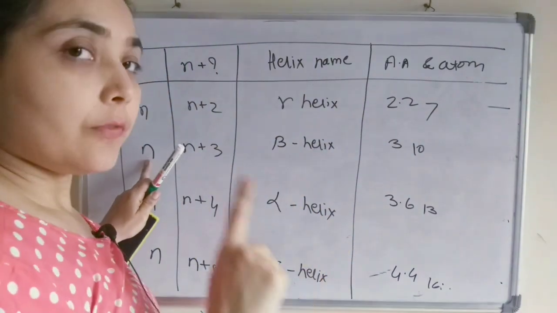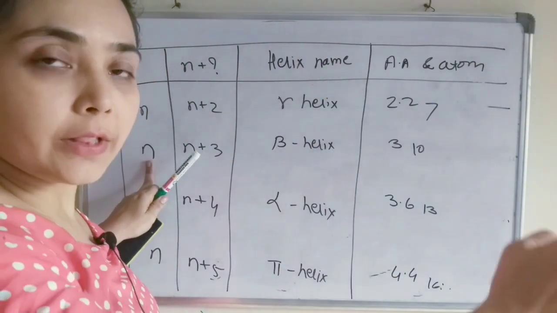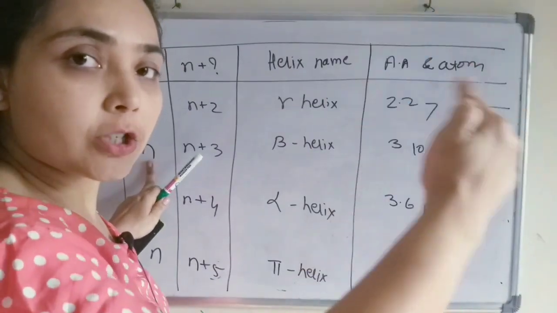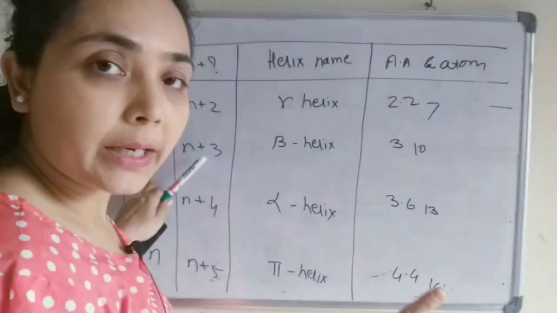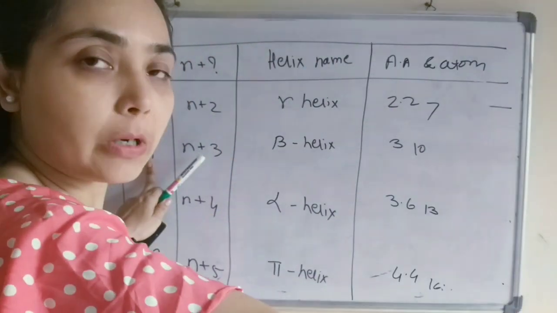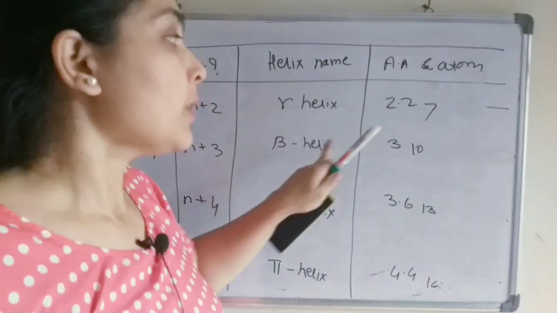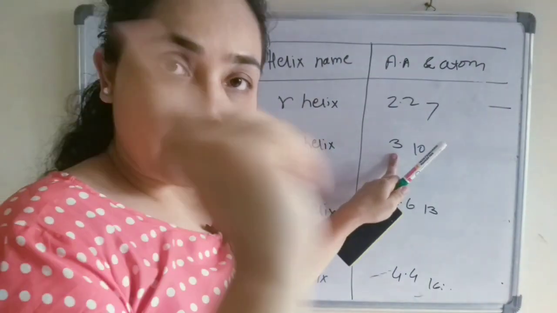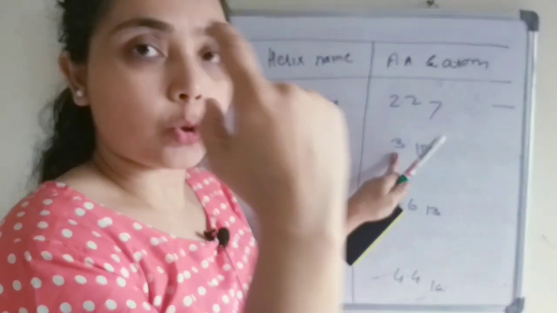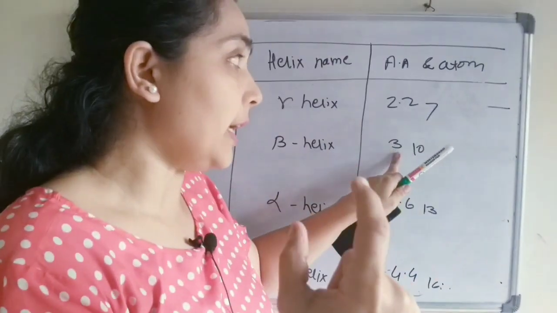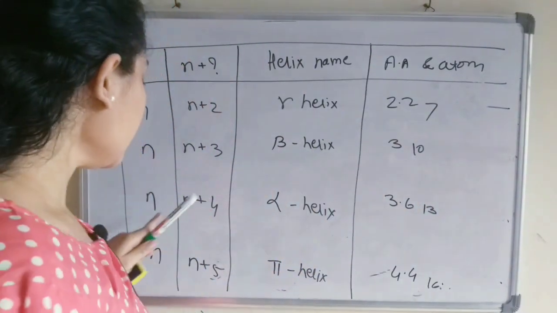Likewise, if the first amino acid is N, and it forms a hydrogen bond with N plus 3, not with N plus 1, not with N plus 2, but with N plus 3, that is known as a beta helix. In one single turn of the helix, the total number of amino acids present will be 3 and the total atoms present will be 10.